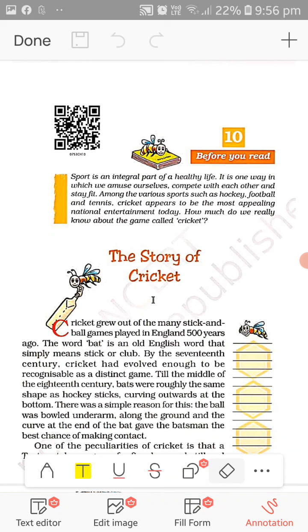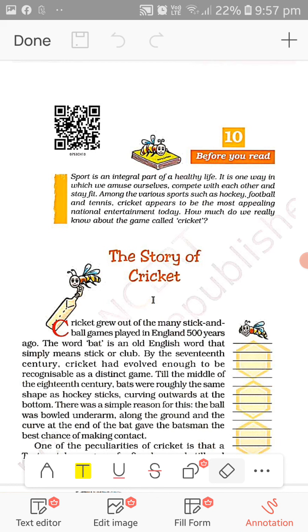Today we are going to begin the last chapter of your MCB, that is the story of cricket. Before I begin, I wanted to give you some introduction. Children, sports are also a part of our life. They make life healthy. I know that studies are important, but apart from studies, sports are also very important.